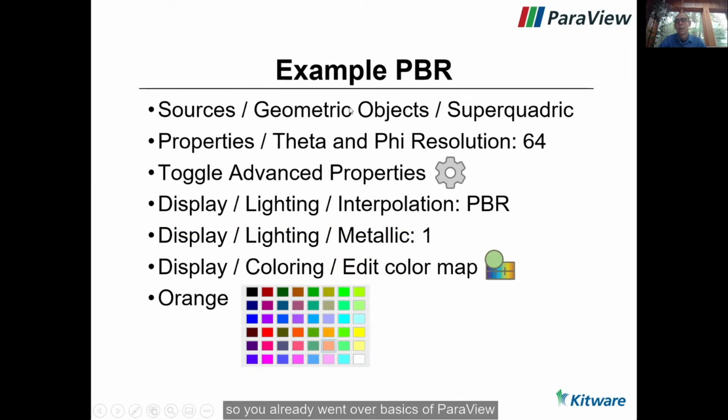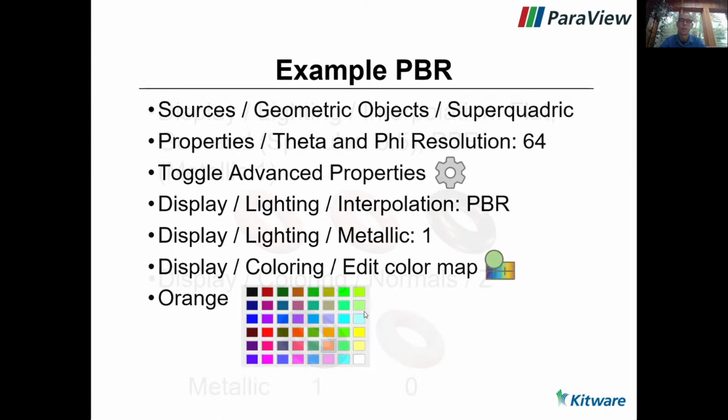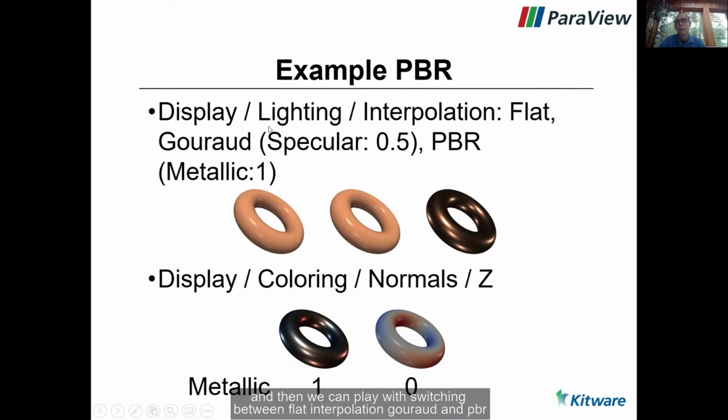So you already went over basics of Paraview. So what we're going to do is generate a torus, increase the resolution, set the lighting interpolation for the torus to be physically based rendering, set the torus to metallic, and also set the color to this orange color. And then we can play with switching between flat interpolation, Gouraud, and physically based rendering.